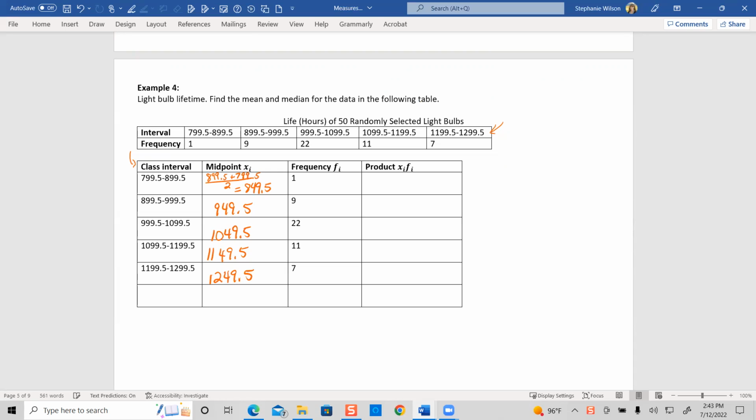Okay, so now that I've done that, I'm going to come over here and find the product of the midpoint and the frequency. So that means we're going to multiply these two together and go all the way down for each group. And I found this because 1 times that 849.5 is going to be 849.5. Now we'll take the 9 times the next one and just work our way down.